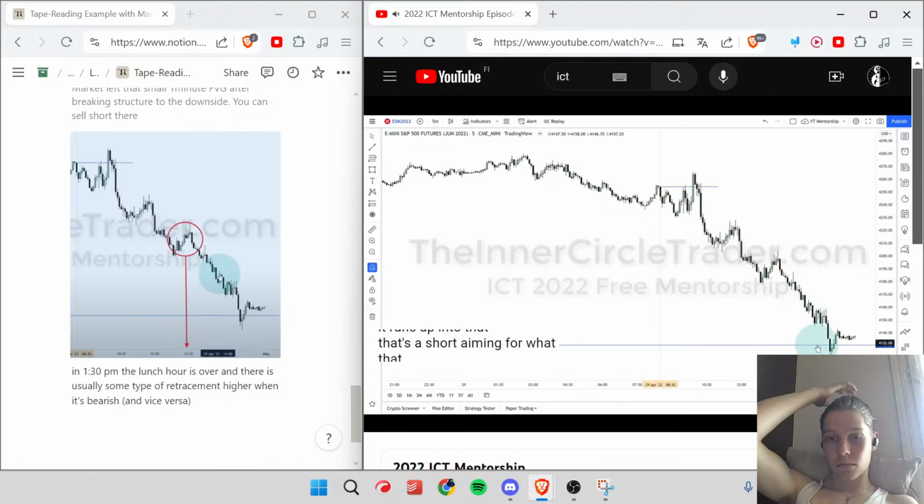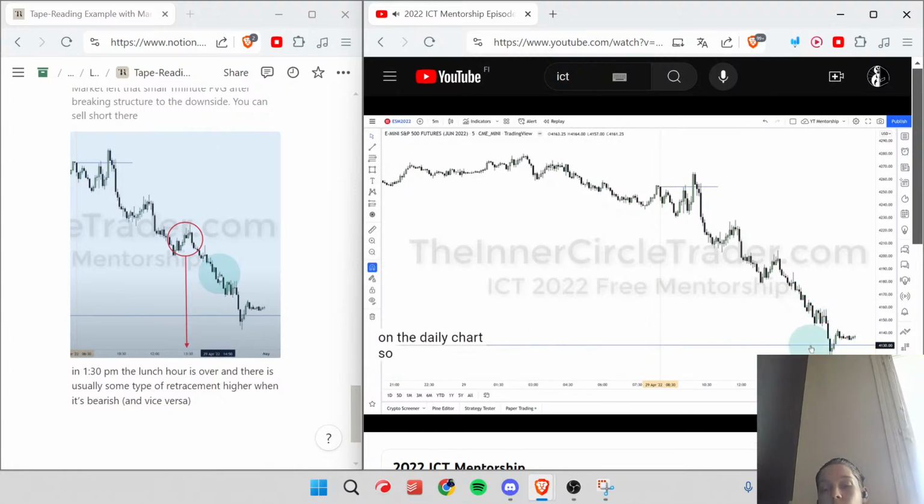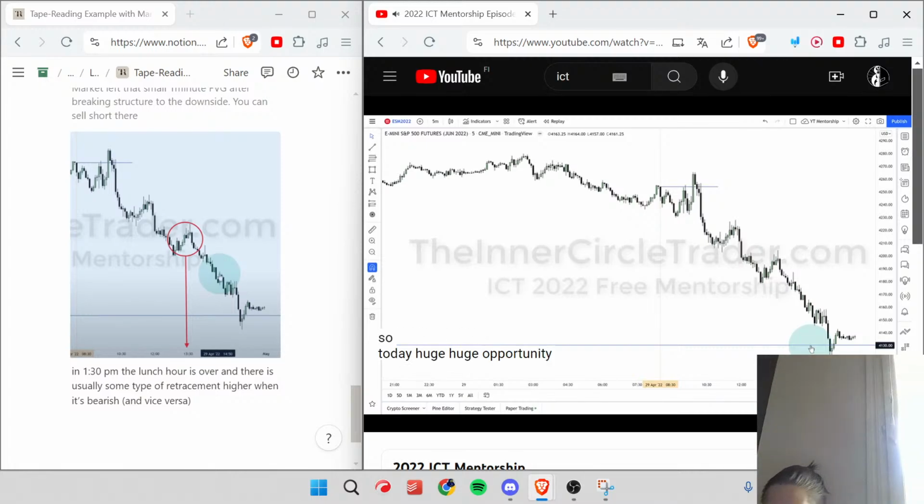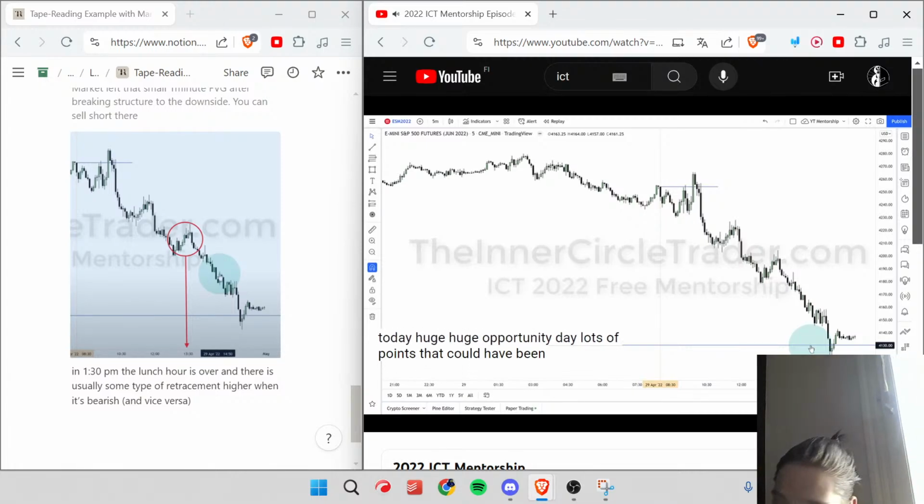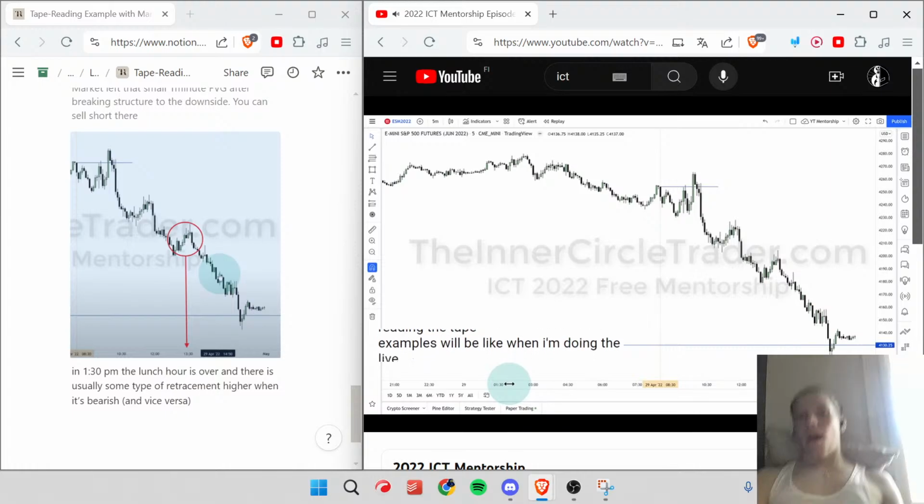Aiming for what? That line here. That's that relative equal low on the daily chart. So today, huge opportunity day. Lots of points that could have been made available. But I did something this morning showing everyone kind of like what reading the tape examples will be like when I'm doing the live session.